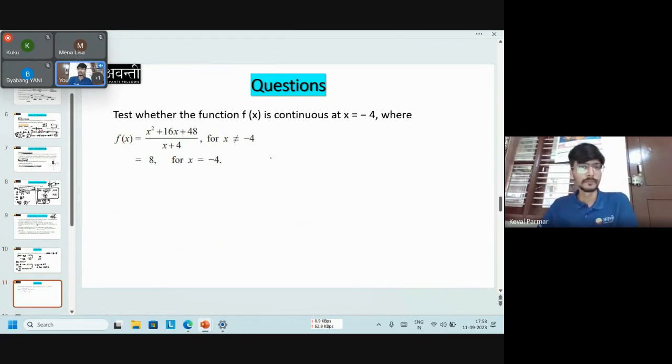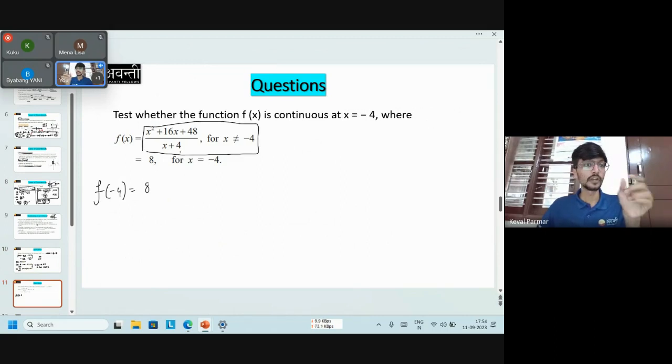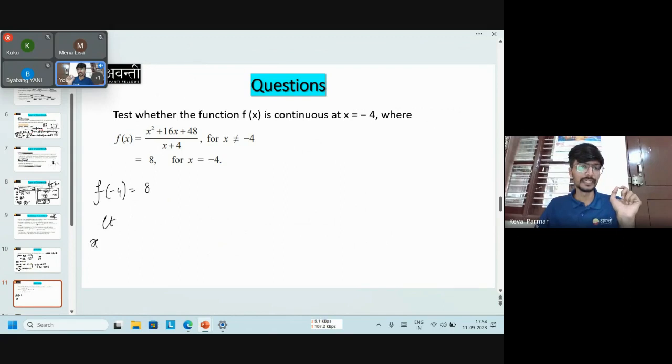Same thing we'll do. The functional value at minus 4 is directly given, which is 8. Now see, this one where x is not equal to minus 4 is not split into two parts, less than and greater than. If it was split, we would find both limits, LHL and RHL. But since it's not split, we need not find both limits. We can directly find only one limit, that is limit x tends to minus 4.